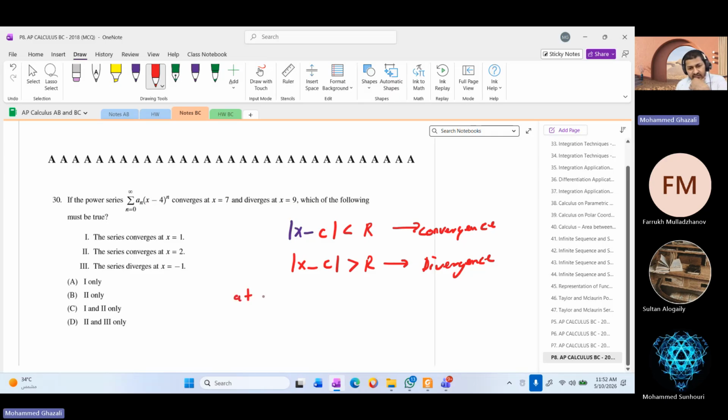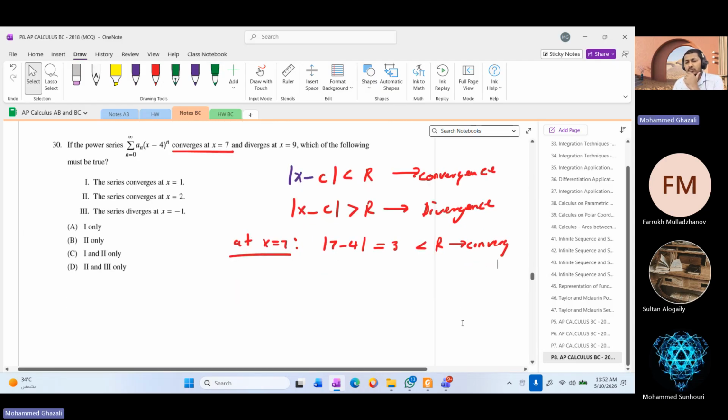So at x equal to 7, what's happening? We have 7 minus 4. No, they're telling you it converges at x equal to 7. So the absolute value of 7 minus 4, which is 3, is less than r. Are we good? So r must be greater than 3, because it converges. You can choose r to be 4. Good.